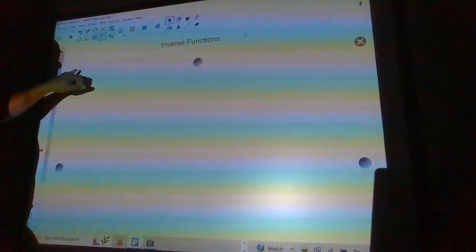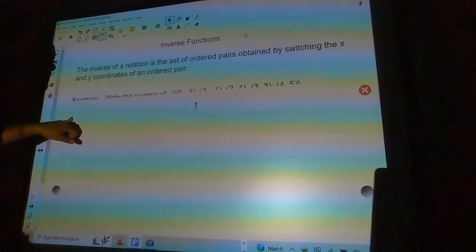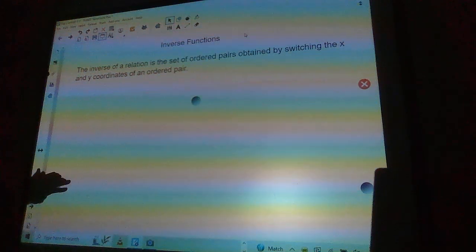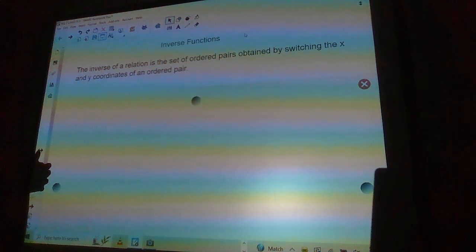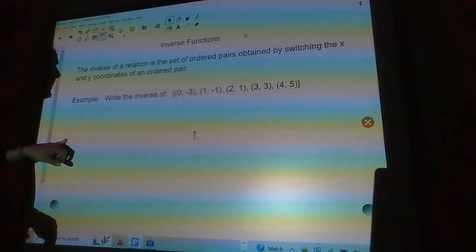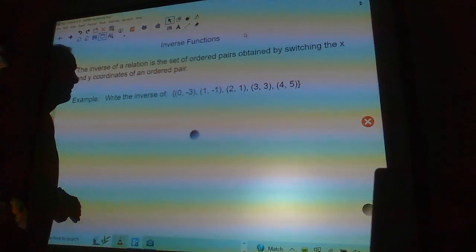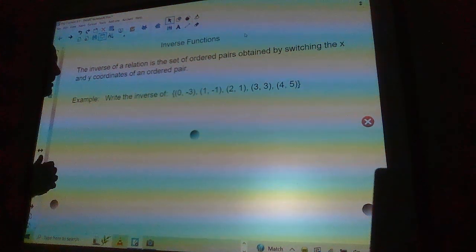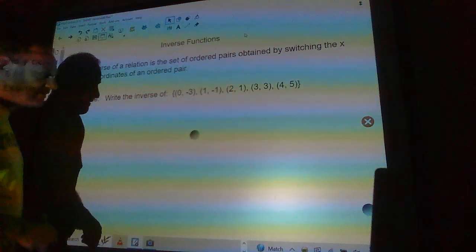Hey everybody, so today we're going to talk about inverse functions. The inverse of a relation is the set of ordered pairs obtained by switching the x and y coordinates of an ordered pair. So here I have a relation: (0, -3), (1, -1), (2, 1), (3, 3), and (4, 5).